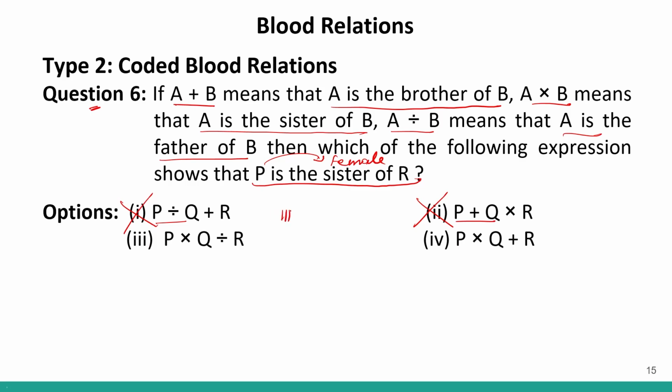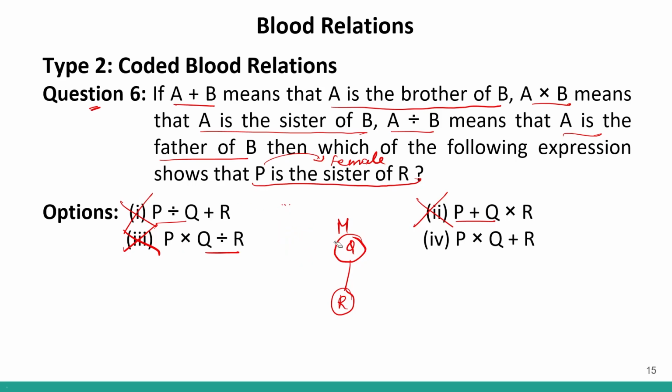Option number 3. P into Q. P into Q means P is the sister of Q. So let us proceed with this. P is the sister of Q. So female. Q's gender is unknown. Q divided R means Q is the father of R. So if Q is the father of R, R would be P's niece or nephew, not the sister. So this is also incorrect, right?